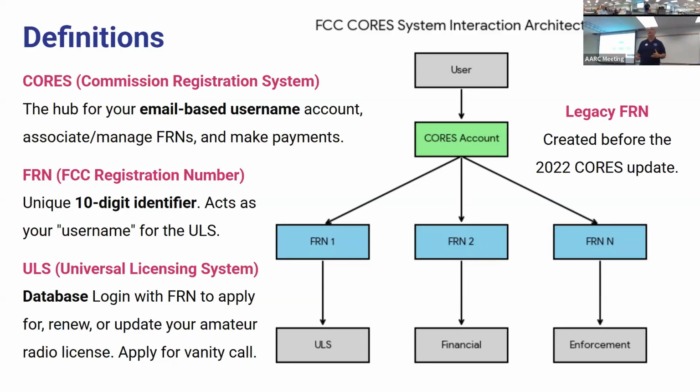The FCC is leaning very heavily into CORS, and the FCC's position is use your CORS password, because once you link, it will work 100% of the time. So that's how these all fit together. You're up here, you're a human being. You log in through CORS, and you associate your FRN with your CORS account. This is email, you create your password, you associate your FRN. Now that I've done that, I can go to the ULS, put in my 10-digit FRN ID number, and use my CORS password.